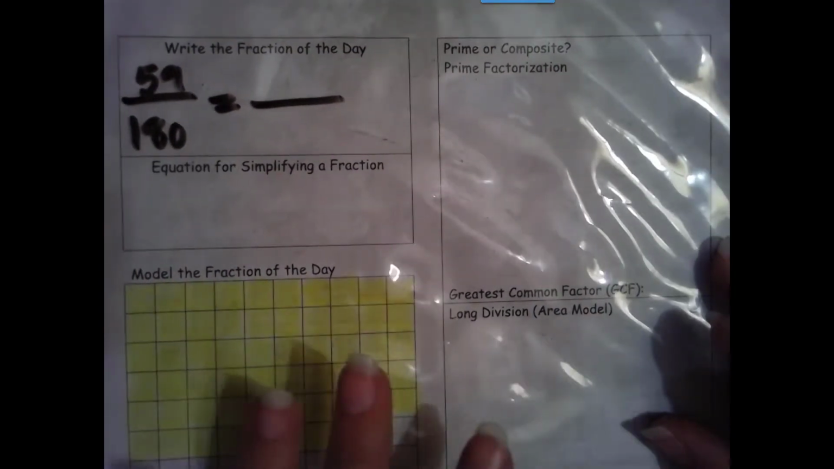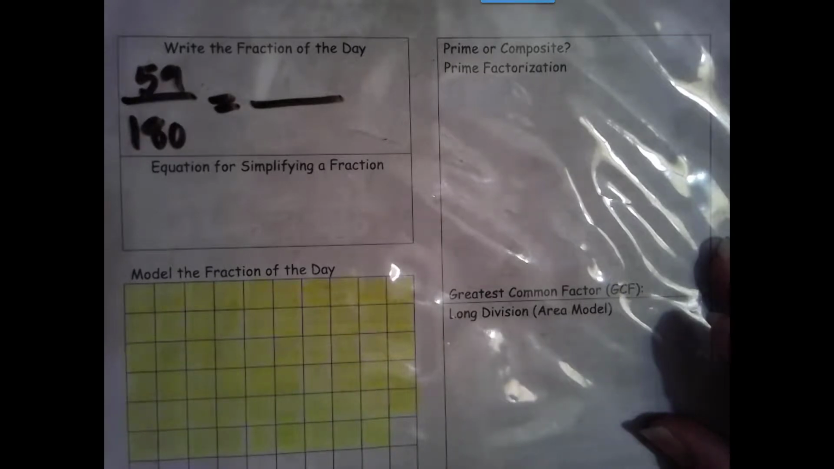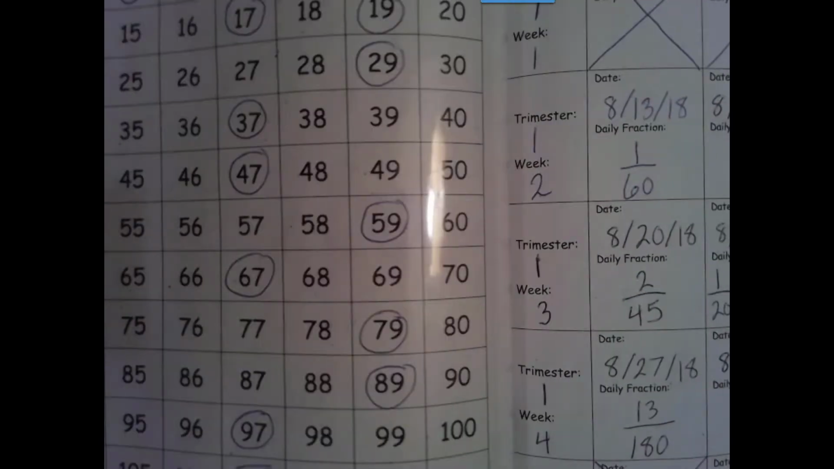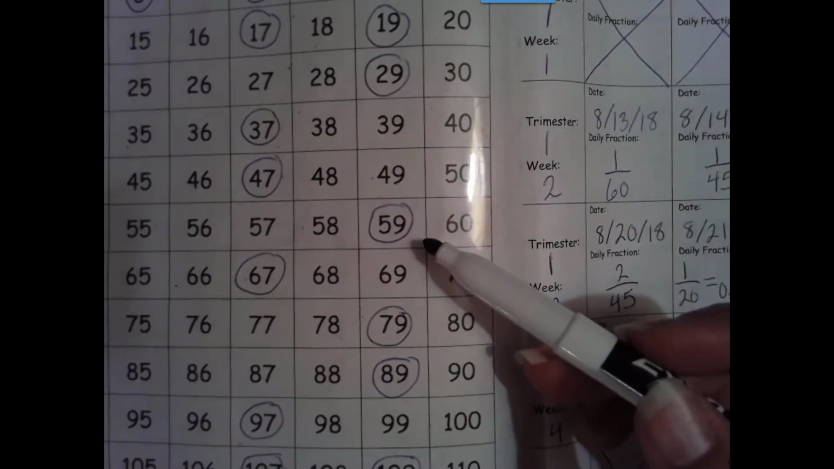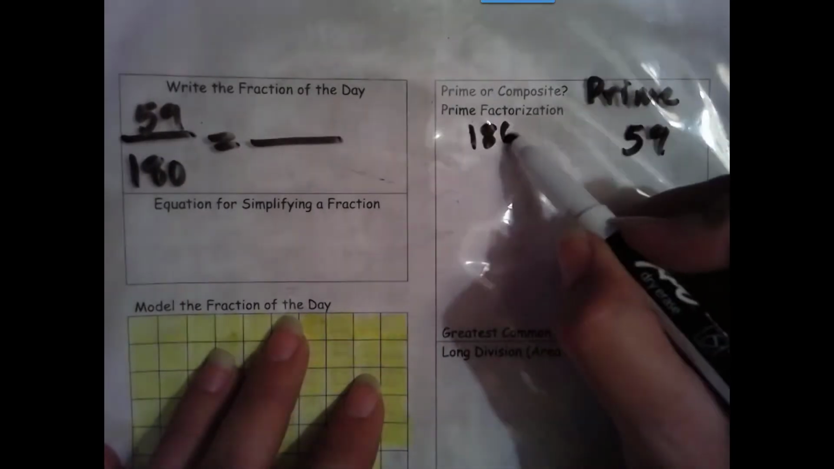Well, it's not even. Let's see, 5 plus 9 is 14. 14 is not a multiple of 3, so 3 is not a factor. Doesn't end in a 5 or a 0. I'm thinking it may be prime, so let's look quickly on our prime number sieve, and yes, 59 is prime. So that means we only have to do the prime factorization of our denominator. This is our prime factorization of our numerator. It is done.